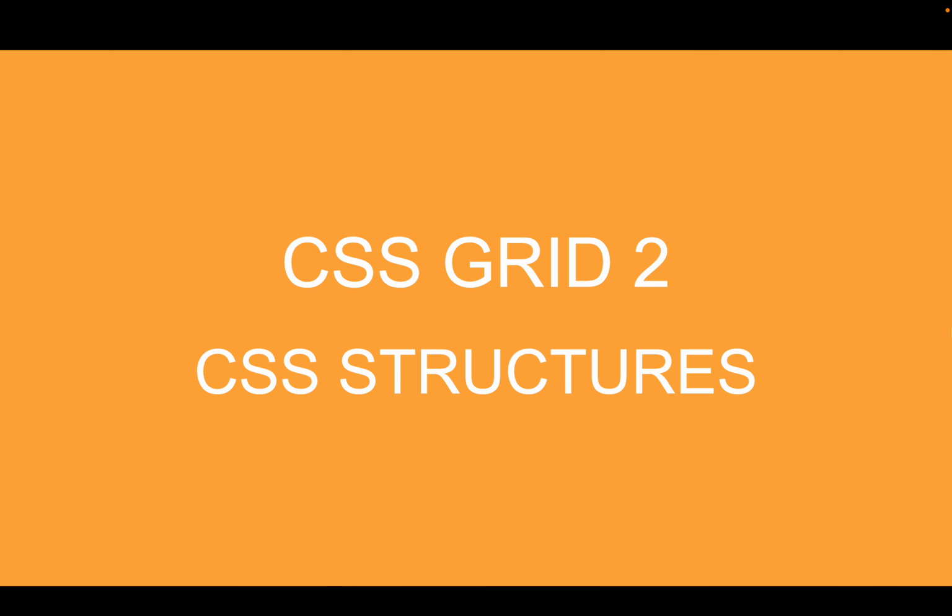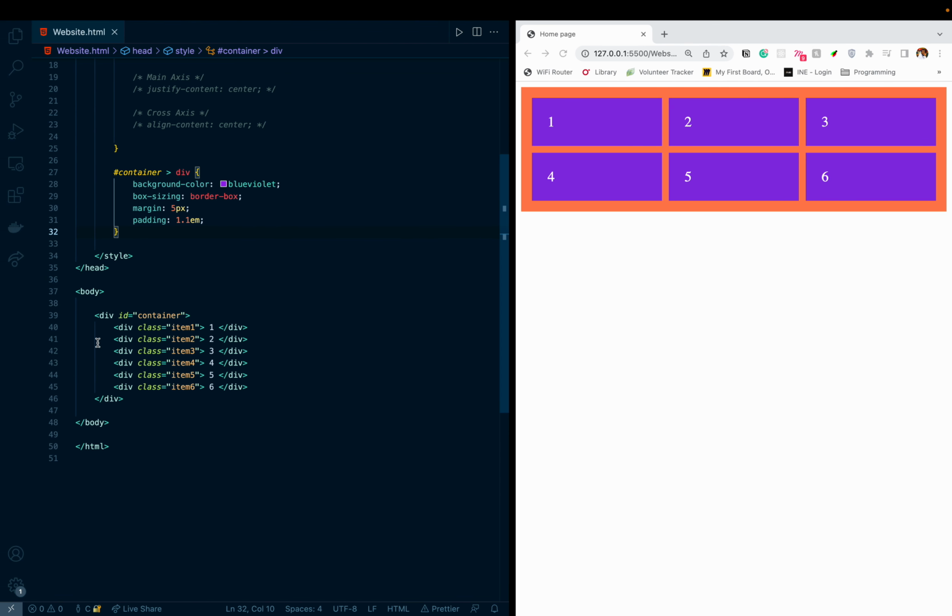In the first video, we covered what grids are and then the properties of the container of a grid. In this video, we're going to cover the properties of the individual items of a grid. So let's get started.